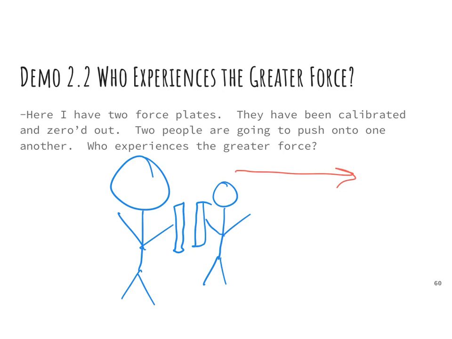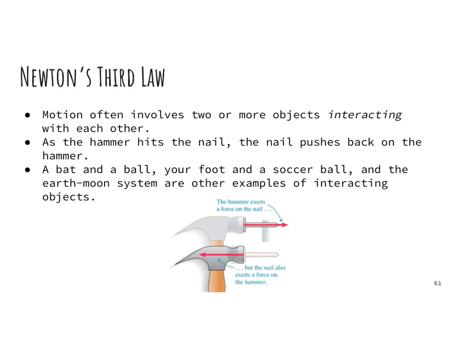We intuitively want to say that this person experiences the greater force because they're moving to the right, they are being pushed around, so they must be experiencing the greater force. And the reality is that's not the case. We'll see from the force versus time graphs that they actually experience identical forces. It's a really weird concept that people always struggle with, because why would they experience the same force? And the answer comes from Newton's third law.